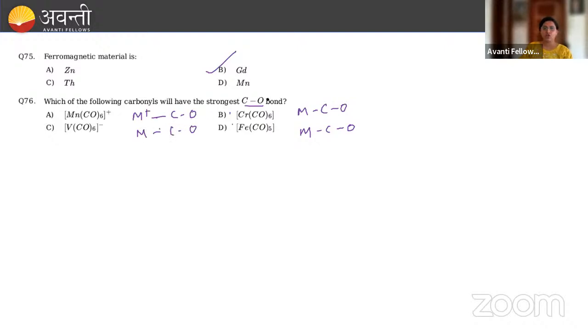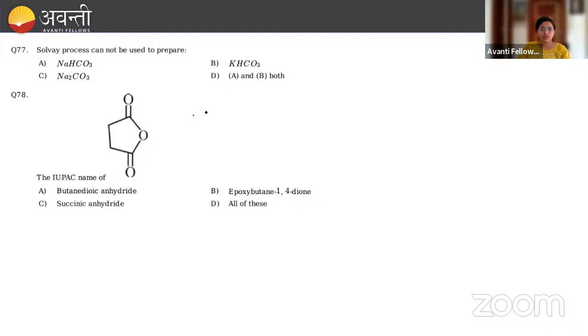So where will the strongest CO bond be present? When the radius is shorter between these, then and only then it will be the strongest. These are the metals, but this one is a metal ion. So it will have the smallest size as compared to all these metals because it is having a charge. And that's why this will have the strongest bond, because the distance between the metal and the carbon will be smallest. Right? Next. Solvay process cannot be used to prepare. This is the answer, KHCO3.